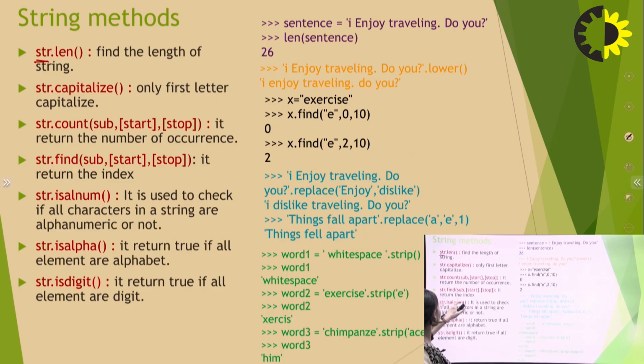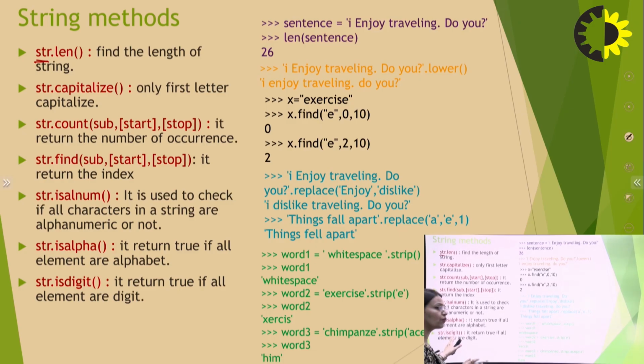Then string find. String find is the finding of the substring in the string, so it will return the index of that substring in the string. Then isalnum, that means this function checks whether the string is alphanumeric by nature. Then isalpha checks whether the string is only alphabet or not. This will return true or false accordingly if the string is only digits.